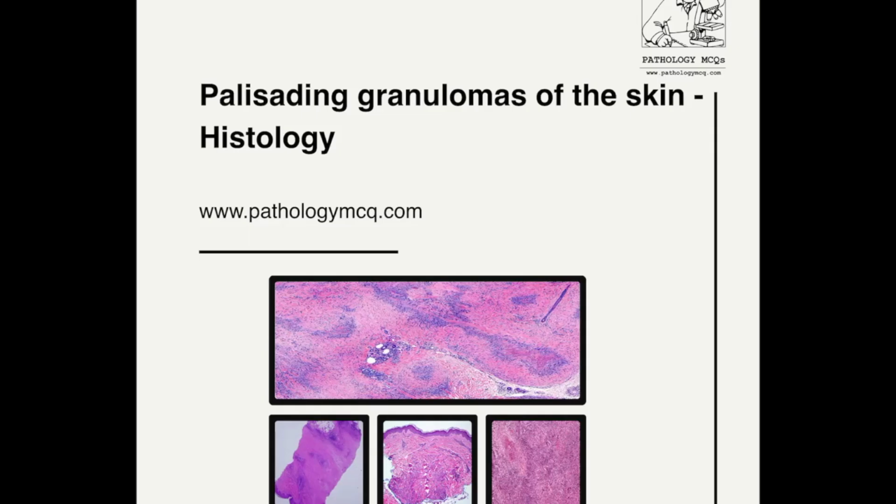We're going to discuss a few palisading granulomas of the skin and their respective causes and how to differentiate them in histology. There are a few inflammatory or infectious conditions which may result in palisading granulomas in the skin or even the subcutis. These conditions present with what is known as palisading, necrobiotic or collagenolytic granulomas which may affect the skin and the subcutis.